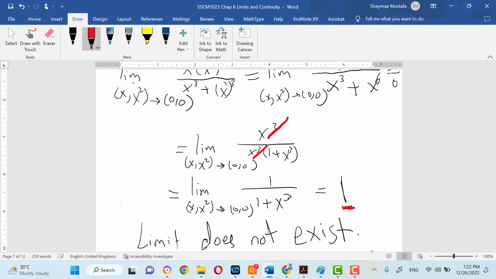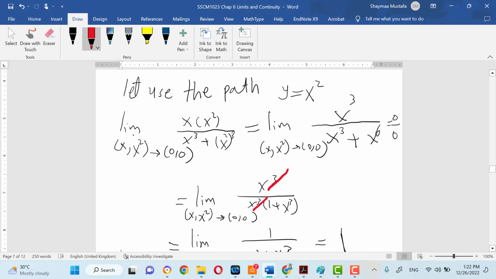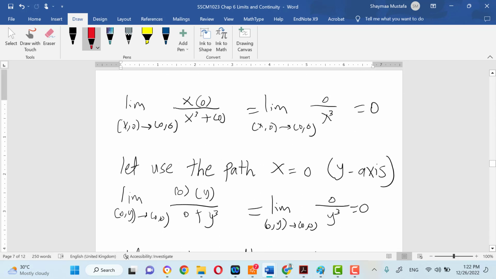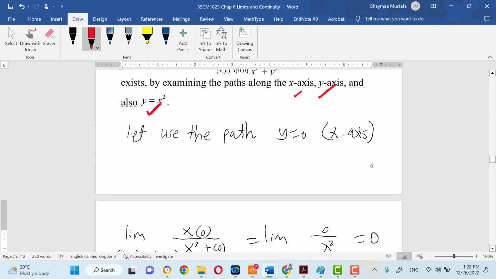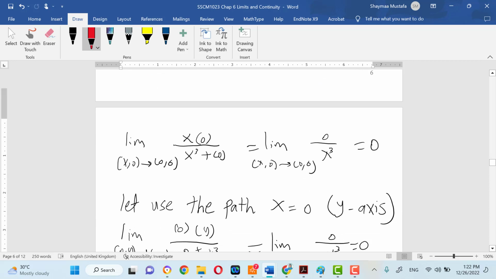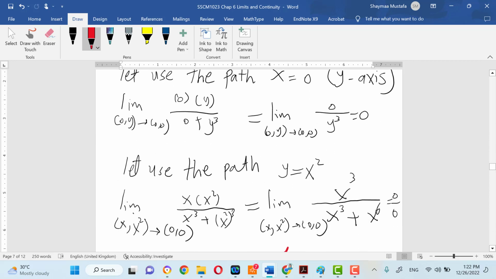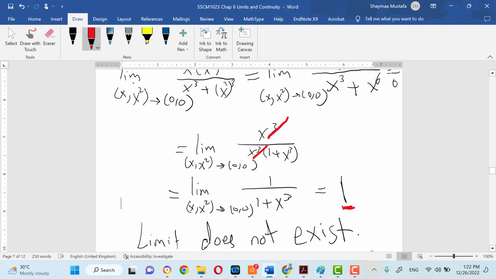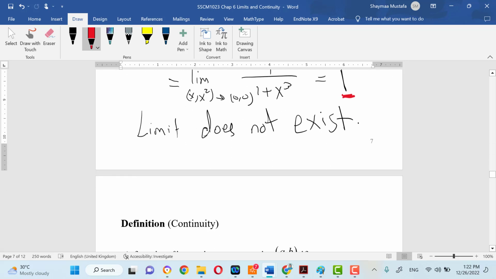So this means that the limit does not exist, because the limit through the path y equal to x squared is different from the path along the y-axis and different from the x-axis. Through the x-axis it is 0, through the y-axis it is 0, through this path y equal to x squared it is 1. Different path, different limit means that the limit does not exist.